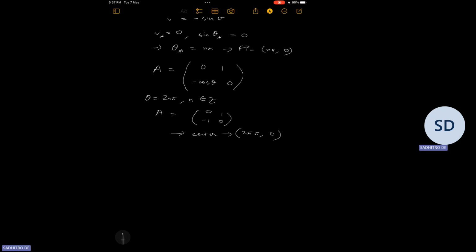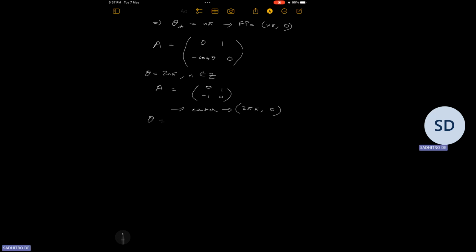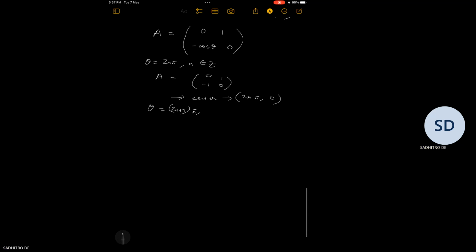So all the centers are these fixed points basically. All right. And when theta is an odd multiple of pi, that means it's basically (2n plus 1) pi, then A is equal to 0, 1, 1, 0. And therefore, all these points are saddle points. So they correspond to (2n plus 1) pi comma 0.